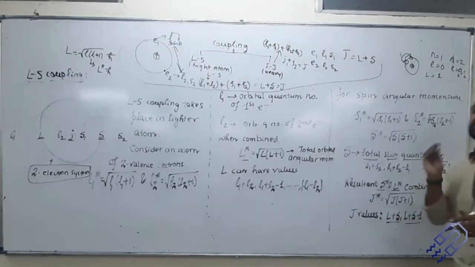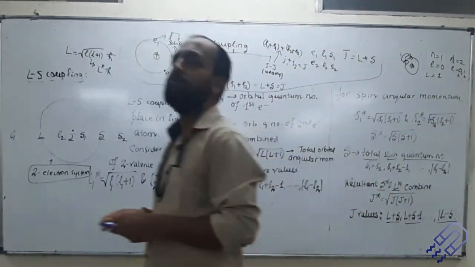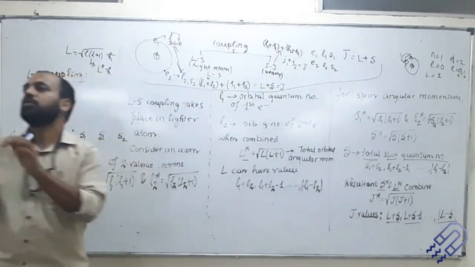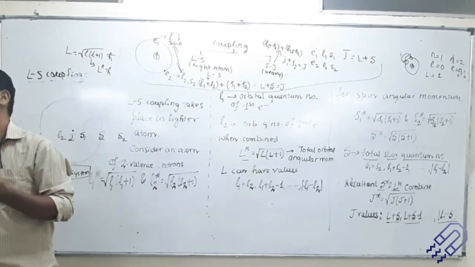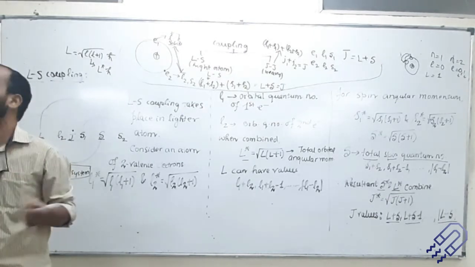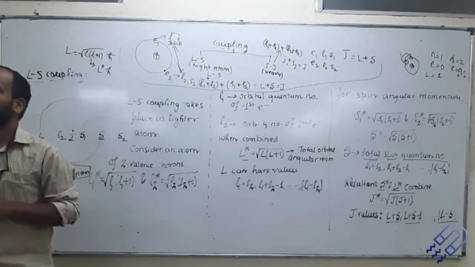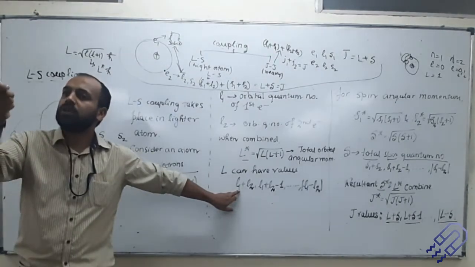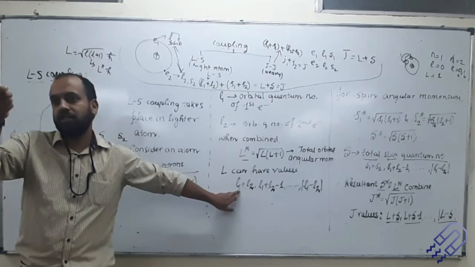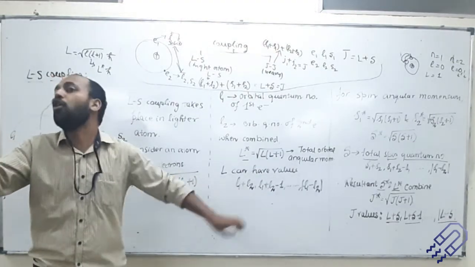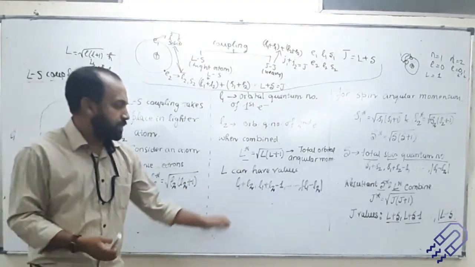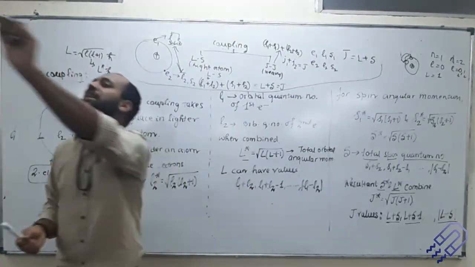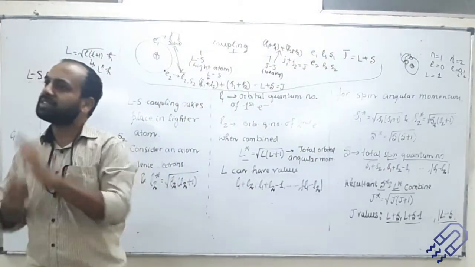So what does capital L represent? Now tell me. Correct, orbital angular momentum. But what is the difference between capital L and small l? Yes, capital L is the total of the 2 electrons, for all the electrons if you consider a system. But when we write small l, we are taking one electron. That's the difference, okay?